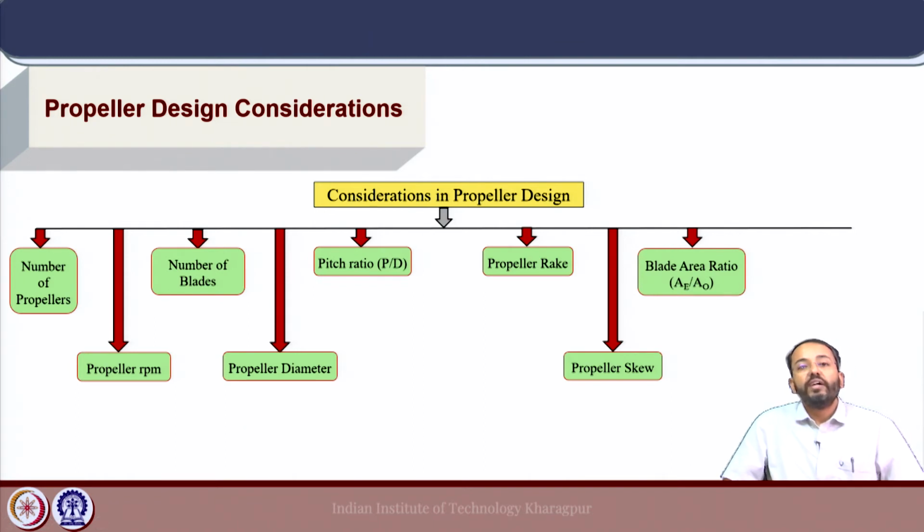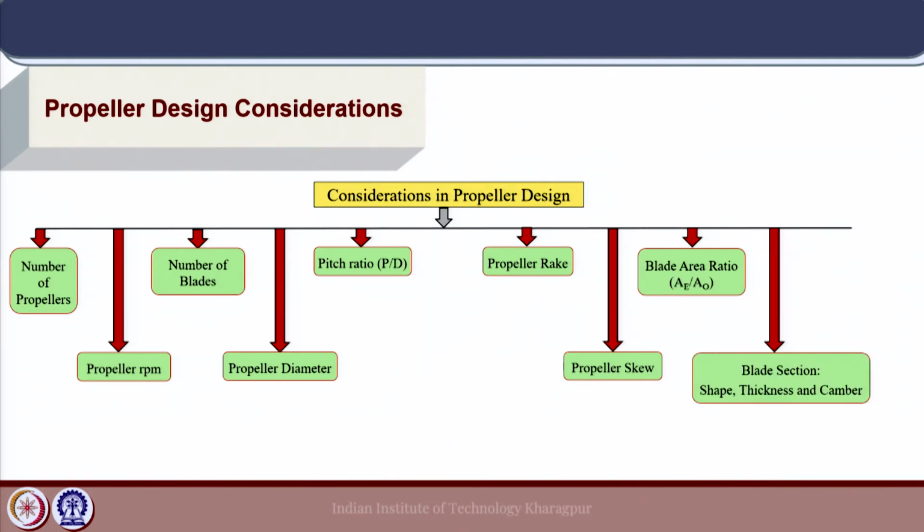Blade area ratio again is a very important parameter because it defines the expanded area as a ratio of the propeller disc area, and we have seen that for cavitation calculations the blade area ratio is an important parameter.